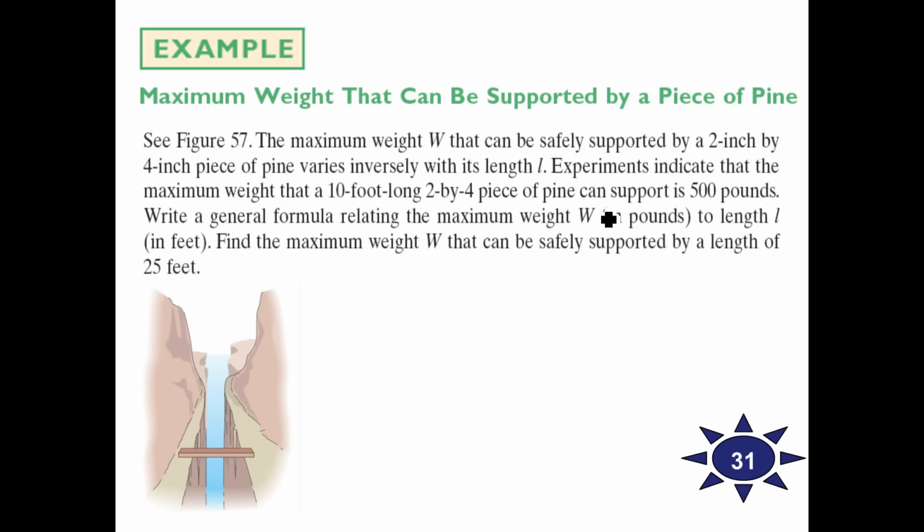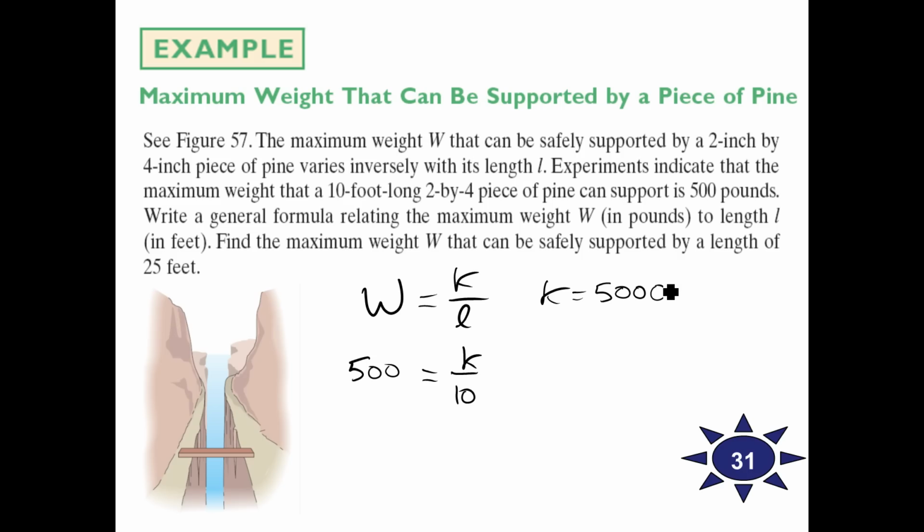All right, so let's try one. The maximum weight W that can safely be supported by a 2 by 4 inch piece of pine varies inversely, so pause right there. W equals k over the length. So the weight is inversely proportional to the length. Experiments indicate that the maximum weight that a 10-foot long, so k over 10, piece of pine can support is 500 pounds. So right away, let's solve for k. We're going to multiply by 10. k is 5,000.